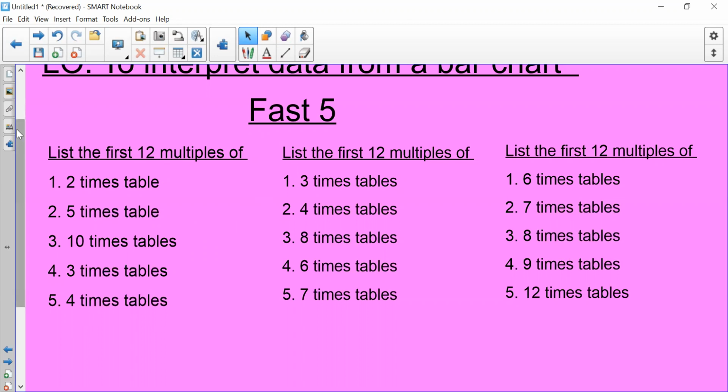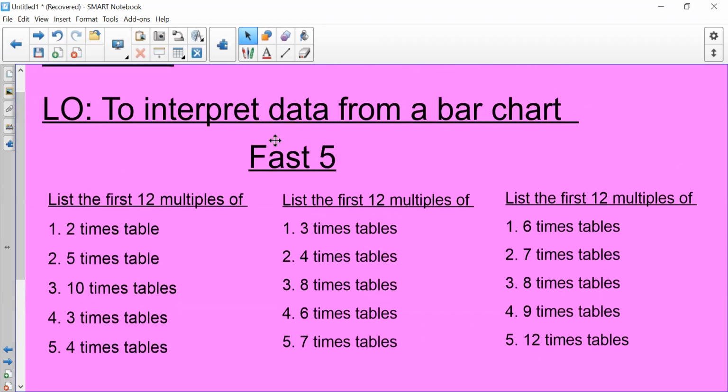So I would like you to set a 5-minute timer, select the challenge that suits your learning. Remember to challenge yourself, and then just see how many you can do. Okay, so get that done now. Right, let's see how you got on.